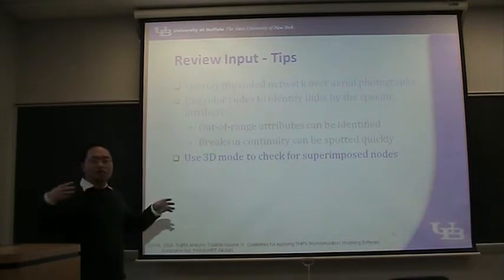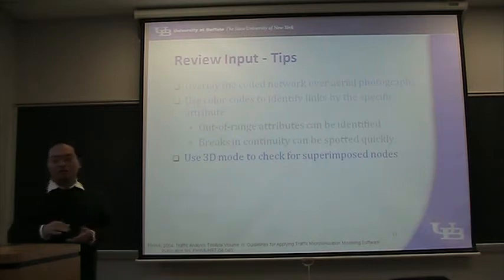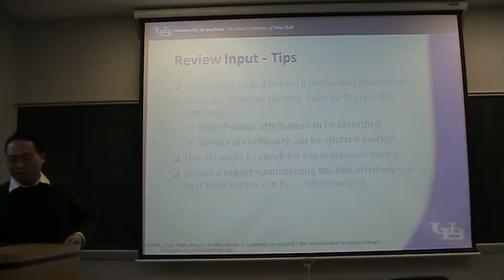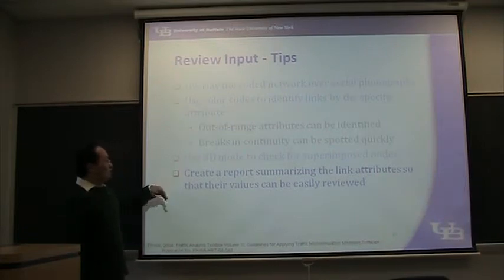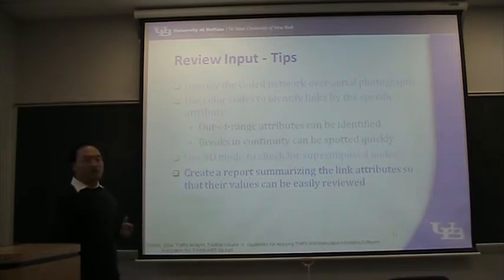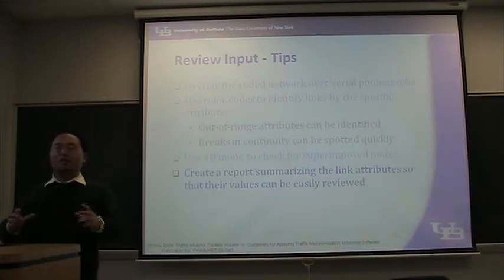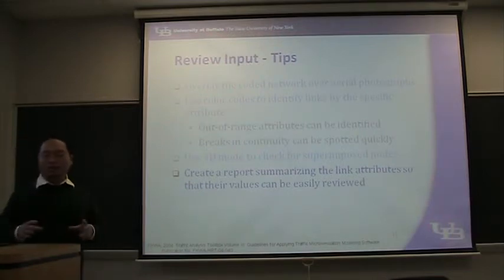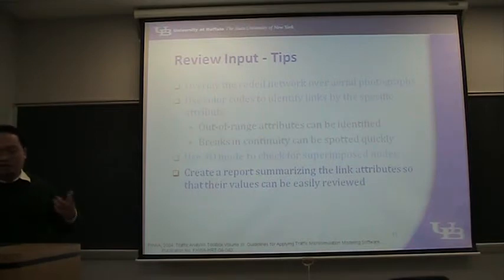For example, you have two links crossing each other, and if the elevation or the z value of each node is not correctly input, you can use the 3D mode to check it. The next tip is very recommended, which is to create a report summarizing the attributes so that their values can be easily reviewed. So prepare a report, not only view them on your computer, but create a paper report to summarize them. In this way, everybody can review it and can help you find the problem.